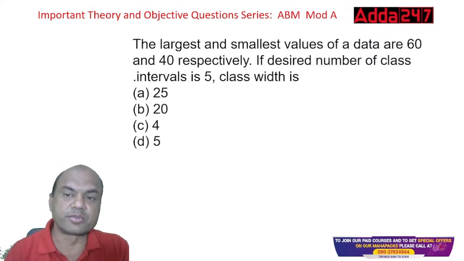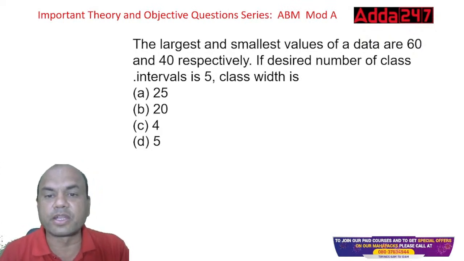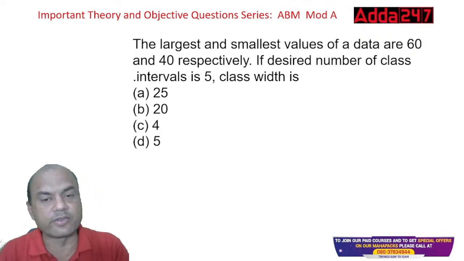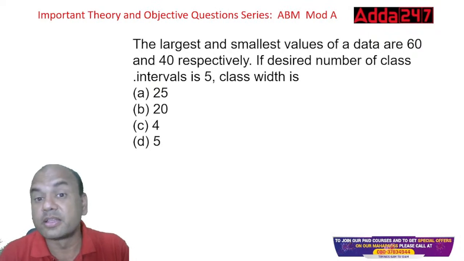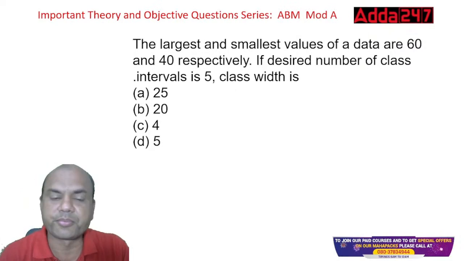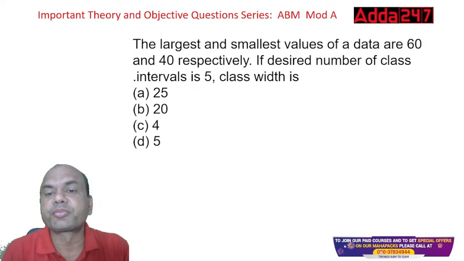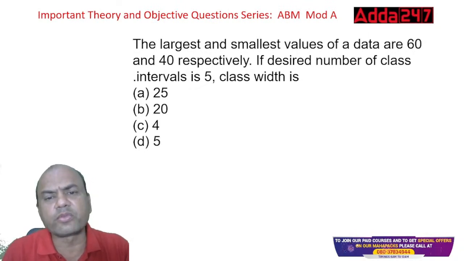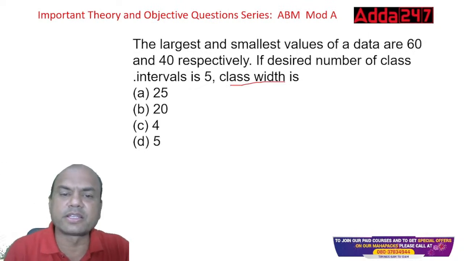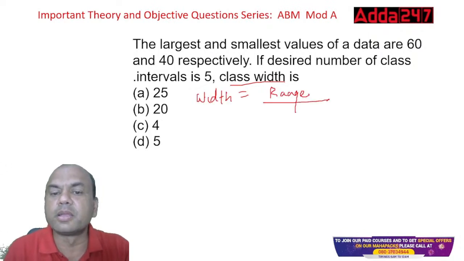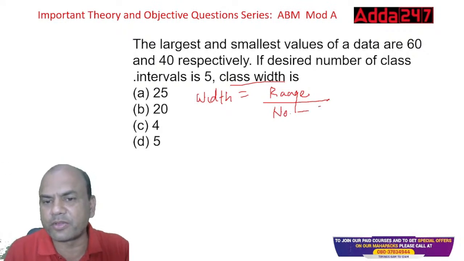The largest and the smallest values of data are 60 and 40 respectively. If the desired number of class intervals is 5, find the class width. This is a separate question from chapter number 3, module A. Class width is required. How do you find the class width? Class width equals range upon number of classes. The number of classes is simply 5.